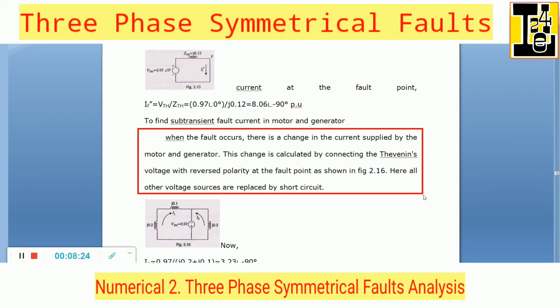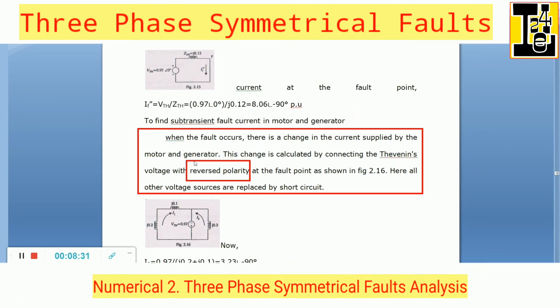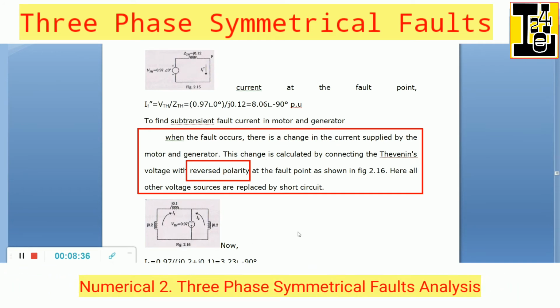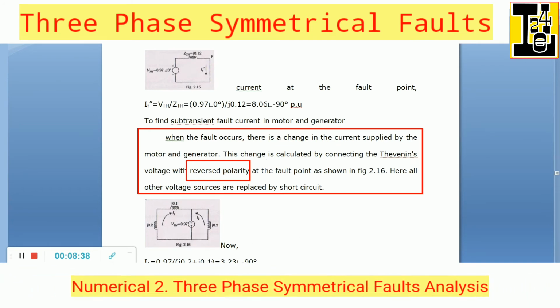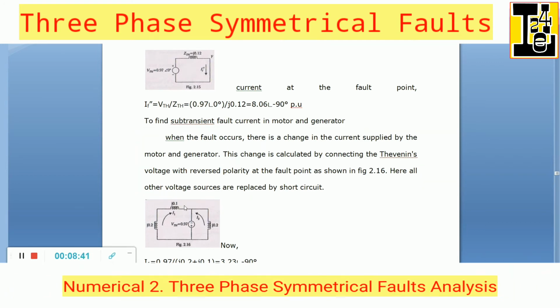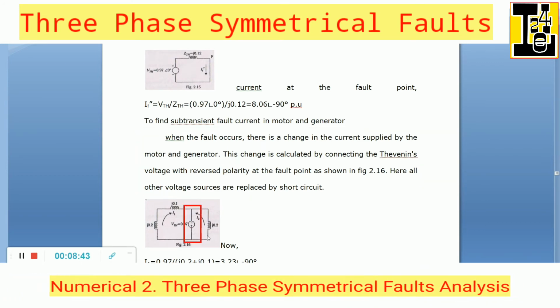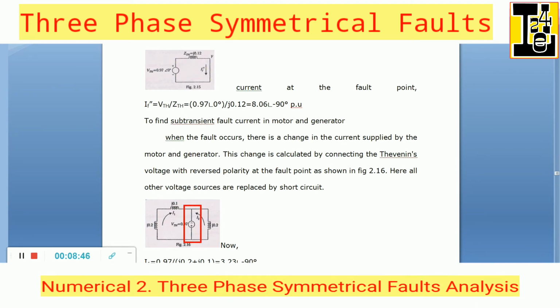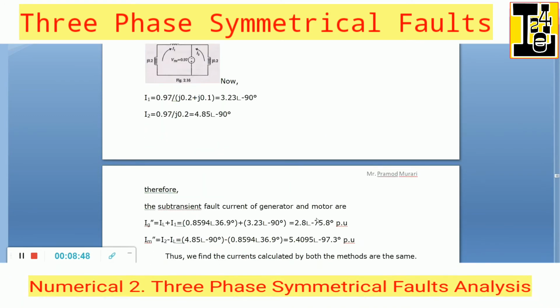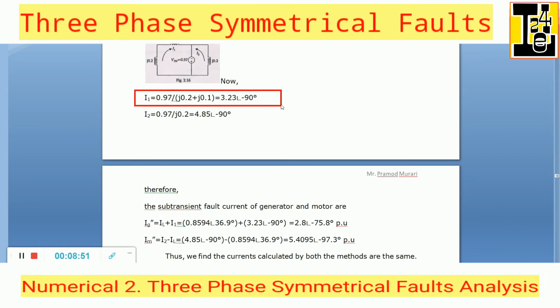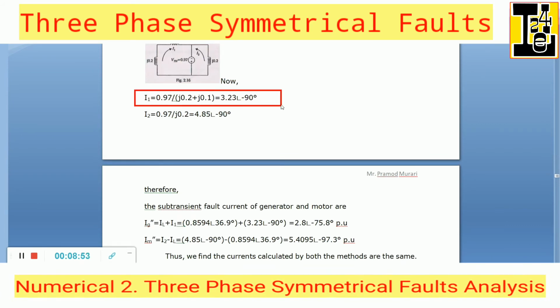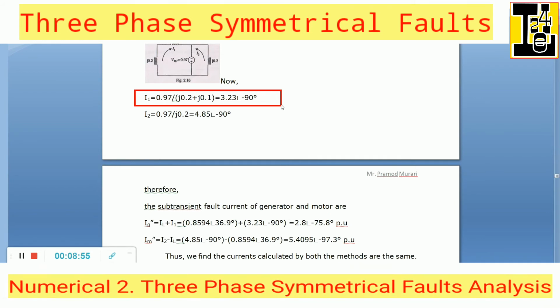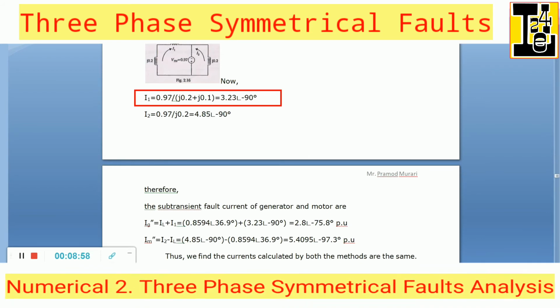This change is calculated by connecting the Thevenin's voltage with reversed polarity. So this is, we need to remember, at the fault point we need to connect the Thevenin's voltage with reverse polarity. Here all the other voltage sources are replaced by short circuit. So you can observe here V Thevenin is connected here with reversed polarity minus plus at the fault point. So now we can calculate I1 as 0.97 divided by 0.2 J plus 0.1 J is equals to 3.23 at an angle minus 90 degree.